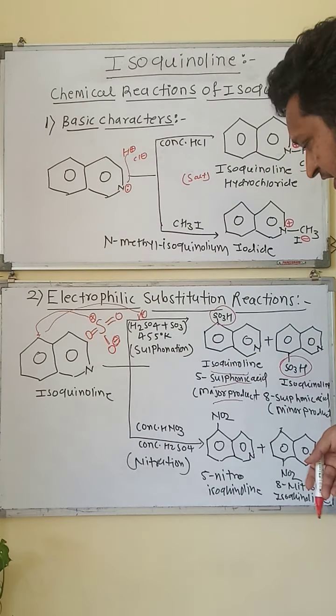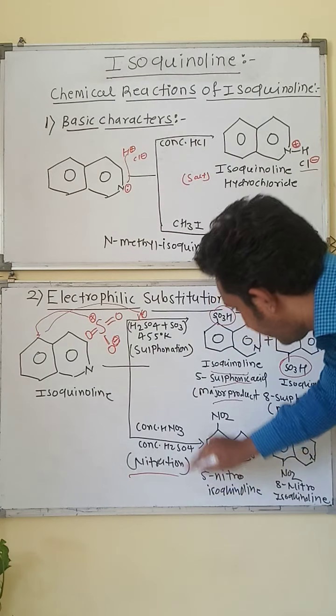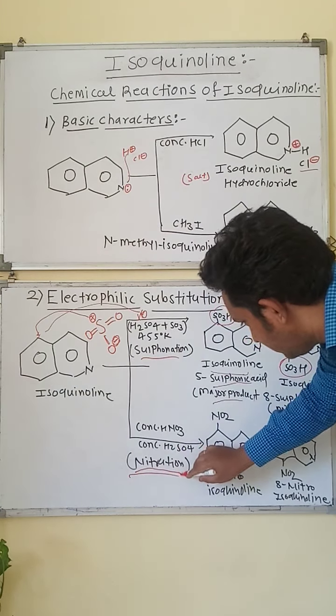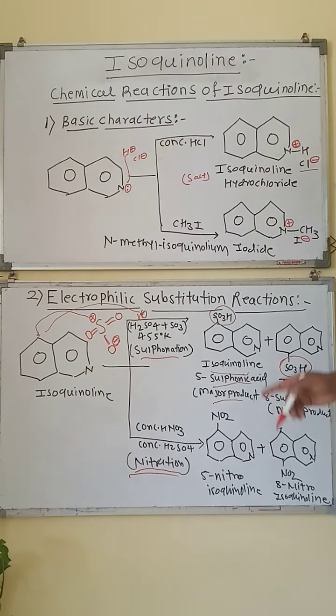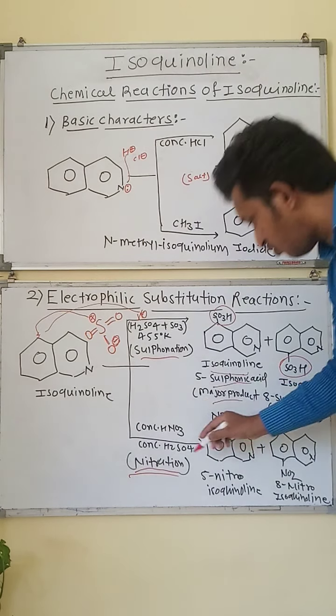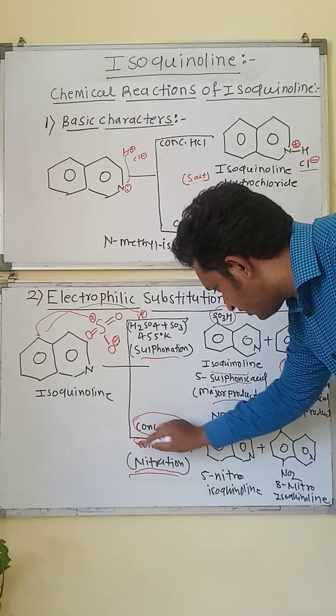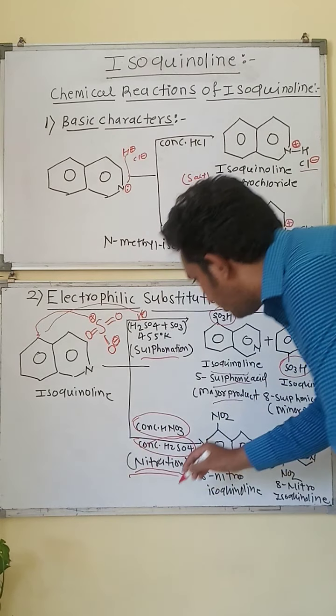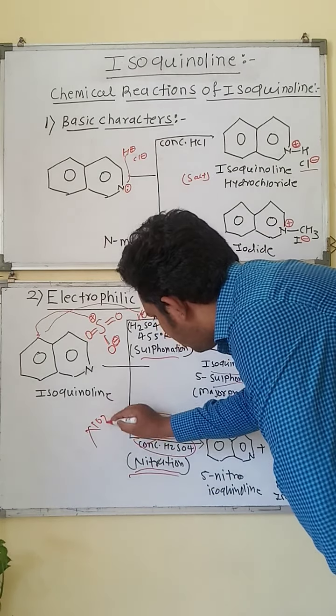Now the next reaction is the nitration reaction. Nitration means addition of a nitro group on the 5th and the 8th number position of the isoquinoline. So we are taking the nitrating mixture, concentrated HNO3 and concentrated H2SO4. It gives the nitronium ion, NO2 positive.